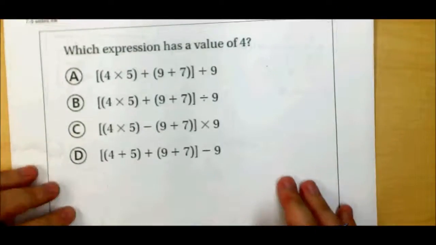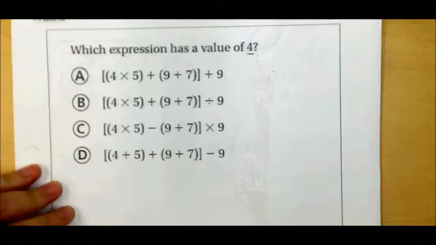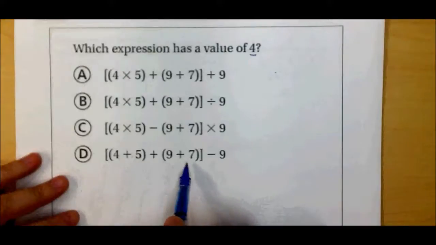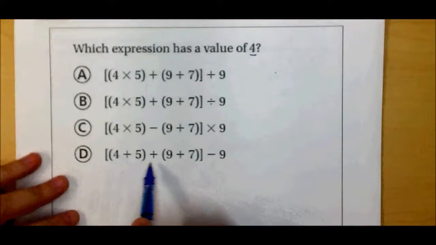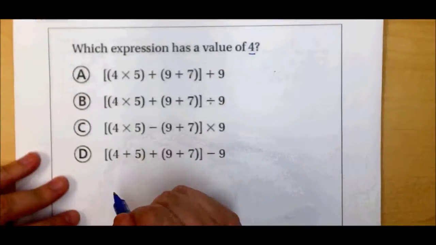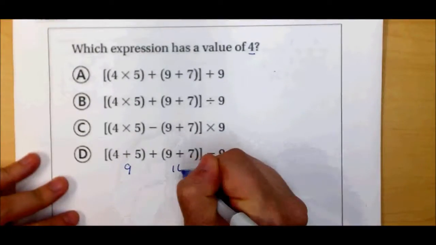So here it gives us some expressions, and we need to figure out which one has a value of 4. So let me start at the bottom. I have 2 sets of parentheses inside of brackets. So since these are on the inside, I do these first. 4 plus 5 is 9. 9 plus 7 is 16.